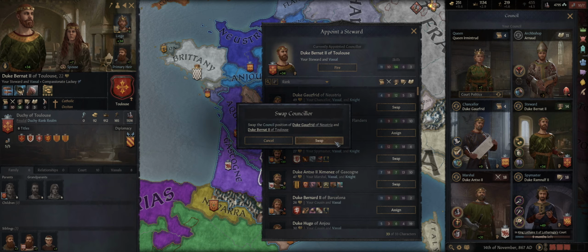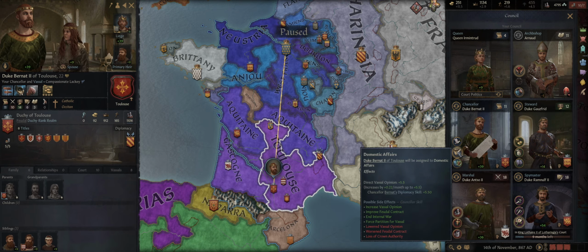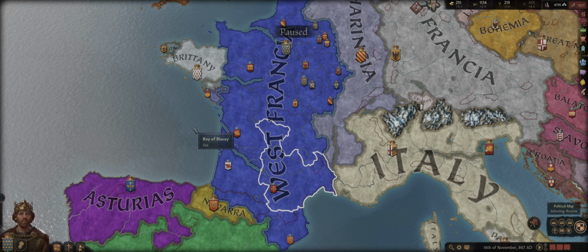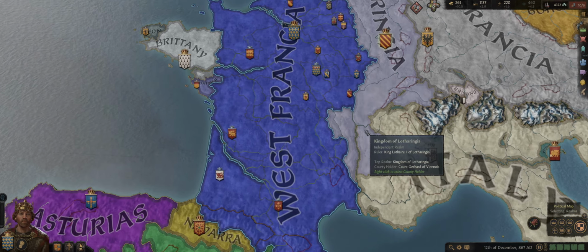Our Chancellor, and hit swap, and now we have an 11 skill and a 12 skill, which is much better than a 4 and a 14. We'll assign him to domestic affairs and increase opinion. We're going to let the game run for a little bit, and we'll talk about that.